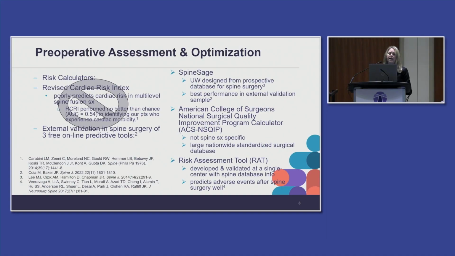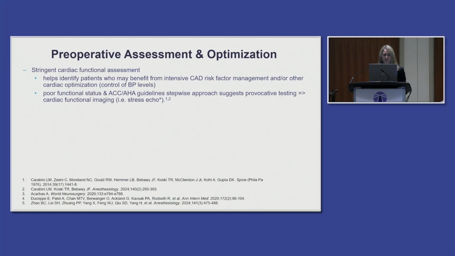These are all free. They're listed here on the right side. One is SpineSage, that's from University of Washington. It was designed from a prospective database for spine surgery, and it has been shown to have the best performance in an external validation sample. More widely used, though, but not spine-specific, from the large nationwide standardized surgical database is the American College of Surgeons National Surgical Quality Improvement Program calculator. You probably know that as NSQIP. And then there's the risk assessment tool. It's developed and validated at a single center with spine database information, and it also has been shown to predict adverse events after spine surgery well.